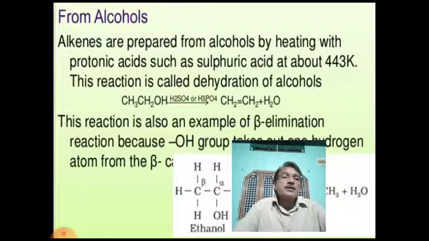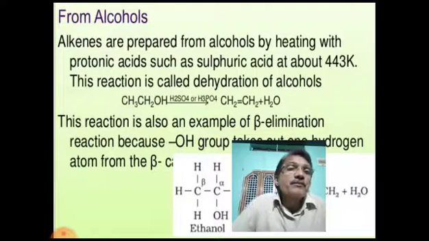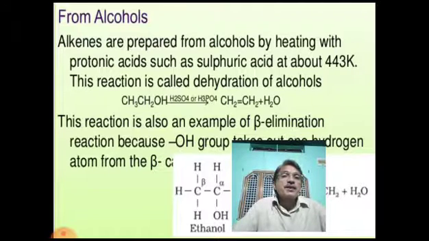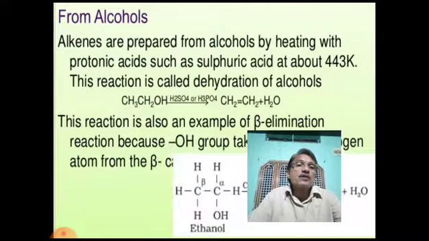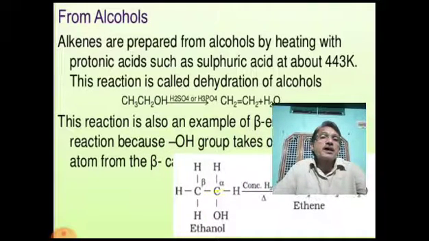and concentrated H2SO4 is used as a dehydrating agent. Example is given: ethanol on heating with concentrated H2SO4 or H3PO4 gives ethene. This reaction is also an example of beta elimination because the OH group takes out one hydrogen atom from the beta carbon.